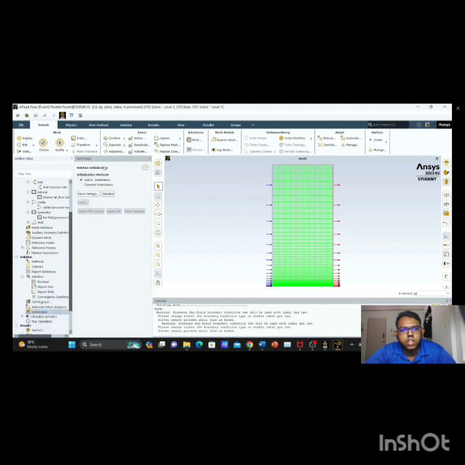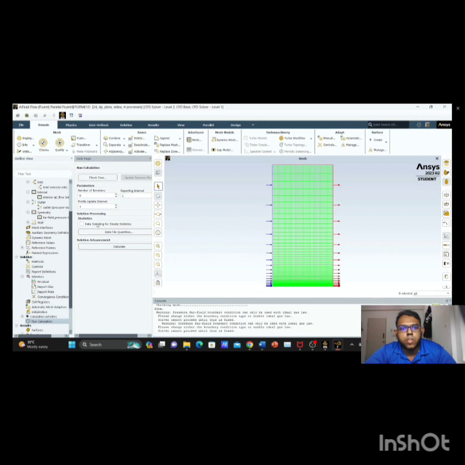Go to initialization. Click on standard initialization. Leave the rest of the setting as it is. Change the compute from to inlet. Click on initialize. Values will change.